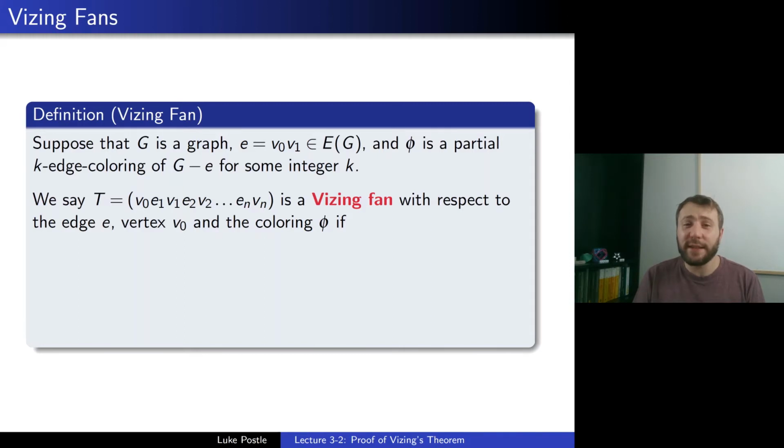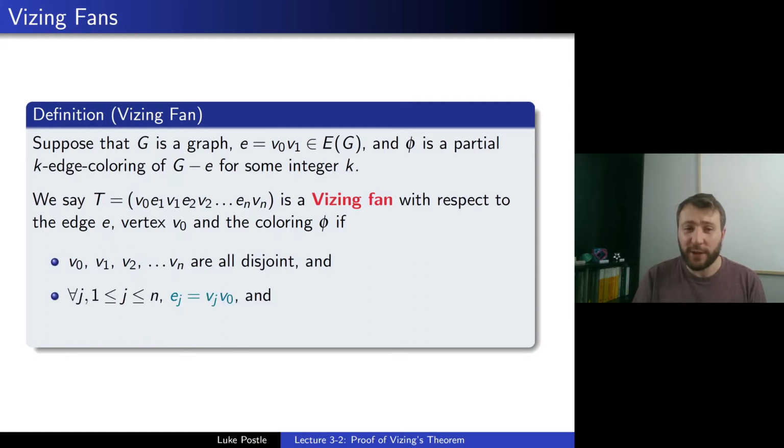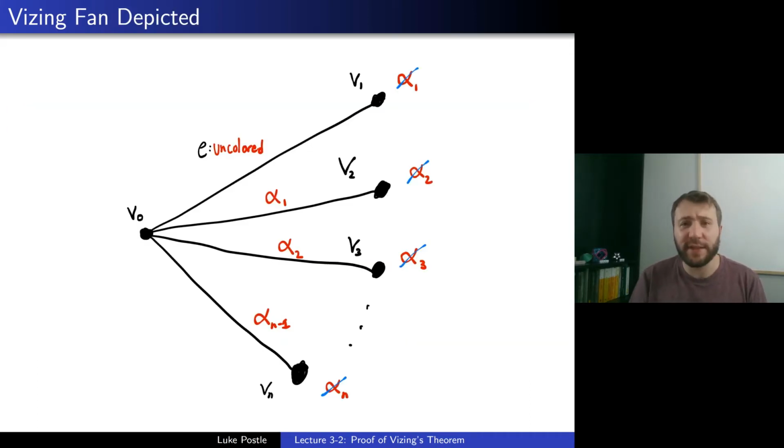So what is a Vizing fan? Well, we say T is a Vizing fan with respect to the edge e, the vertex v0, and the coloring phi if these are all disjoint, and for every j from 1 to n, e j is equal to v j v0, so that would mean it's a star with center v0. And for all j from 2 to n, the color of the edge e j is missing at one of the earlier vertices from 0 up to j minus 1, so some i. So that's a Vizing fan, and here's a depiction of the Vizing fan.